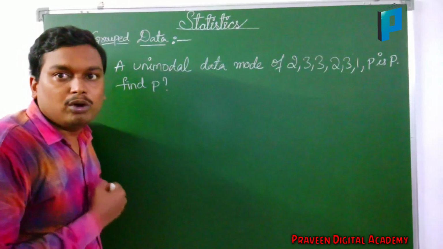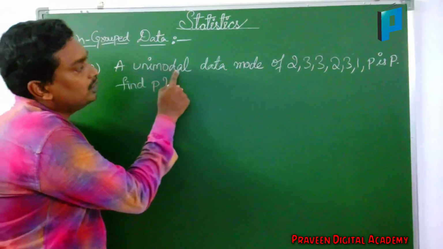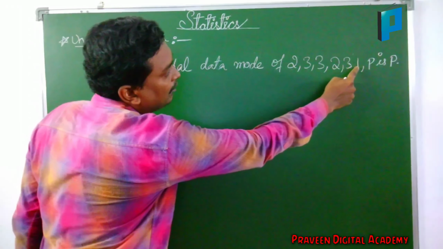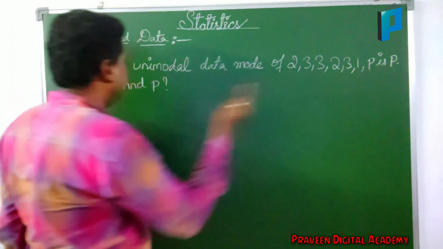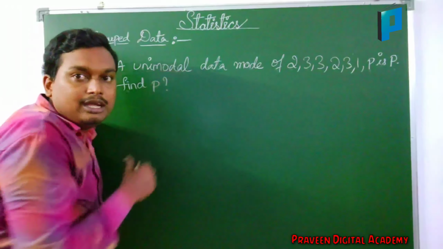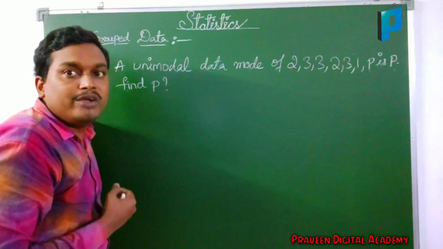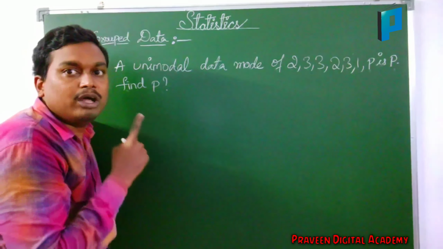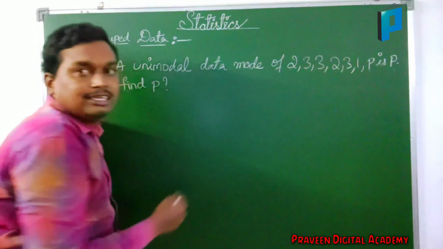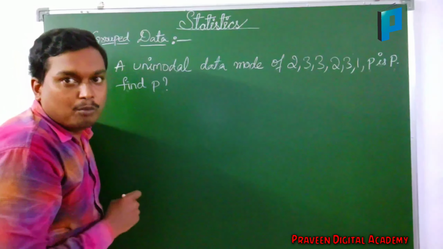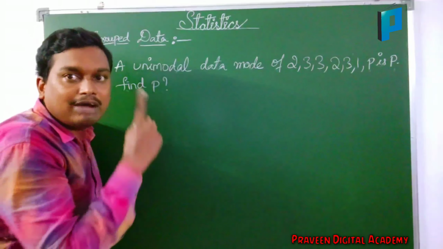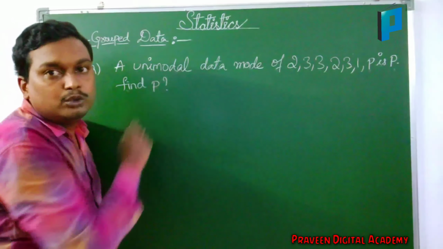Let us go for one more question, and the question is, the unimodal data mode of 2, 3, 3, 2, 3, 3, 1, P is P, find P, they are saying. And here a word you are having here, unimodal. And here unimodal means we will have only one mode. Whenever having one mode, we will call it as unimodal. You may have 2 and 3 modes also for some problems. Here in this problem we are having only one mode. So they are saying unimodal.